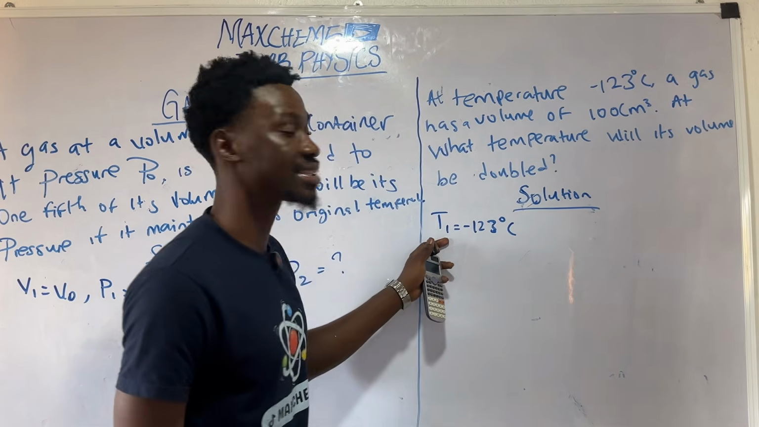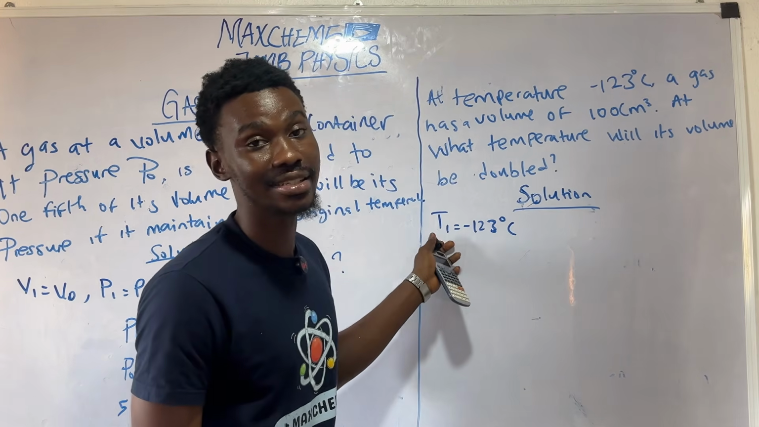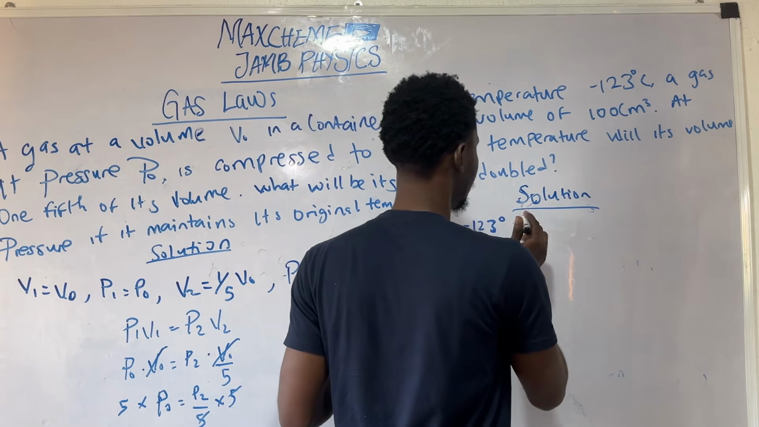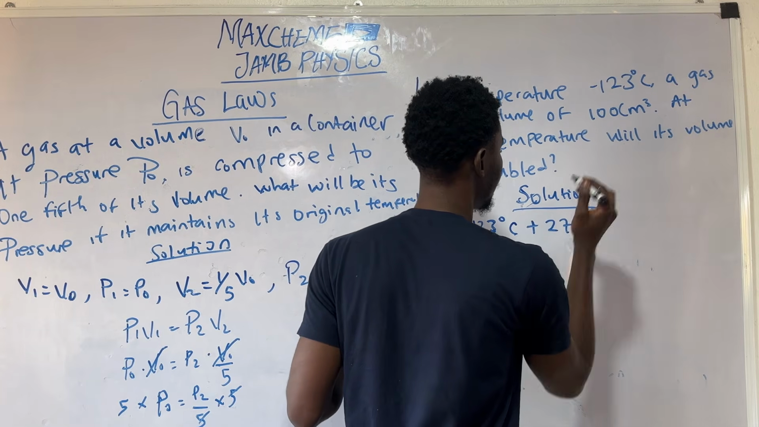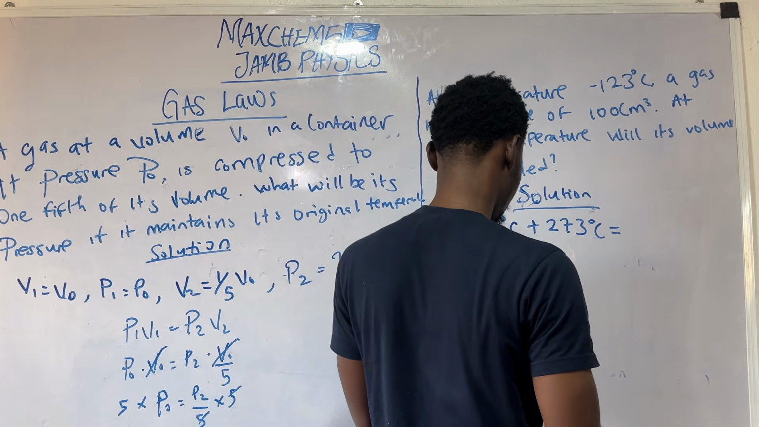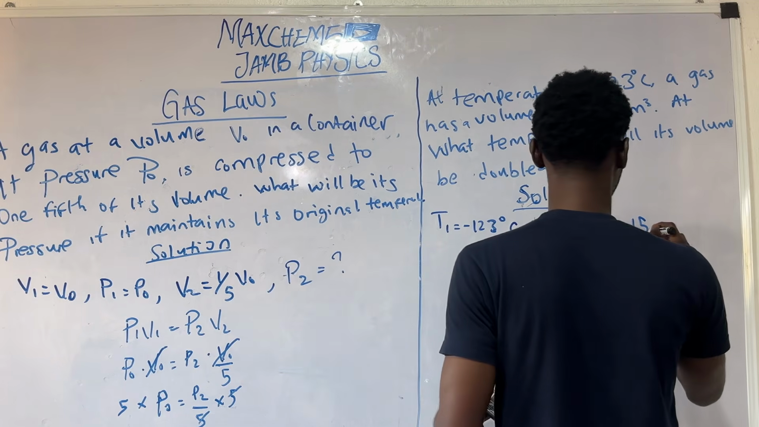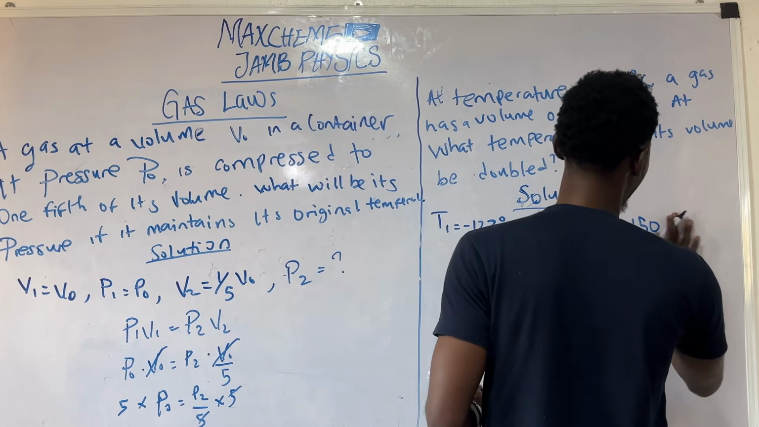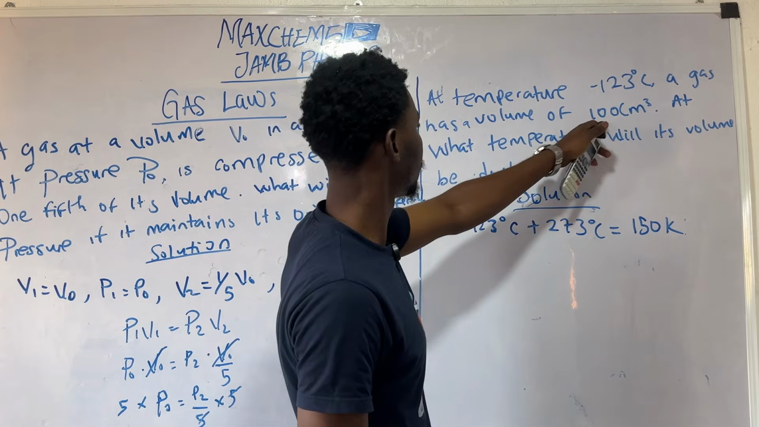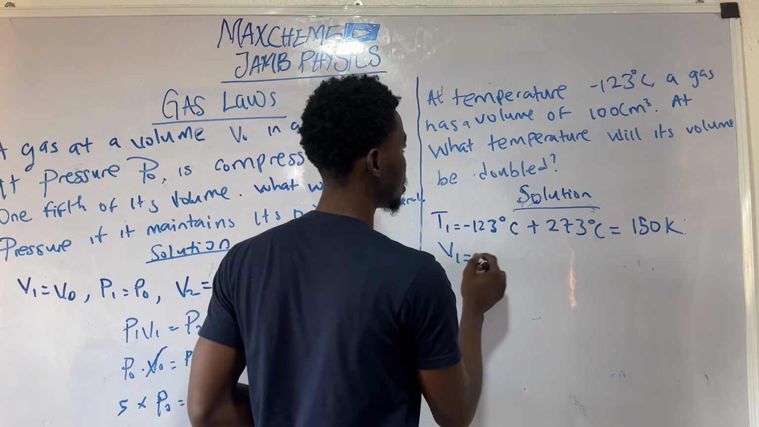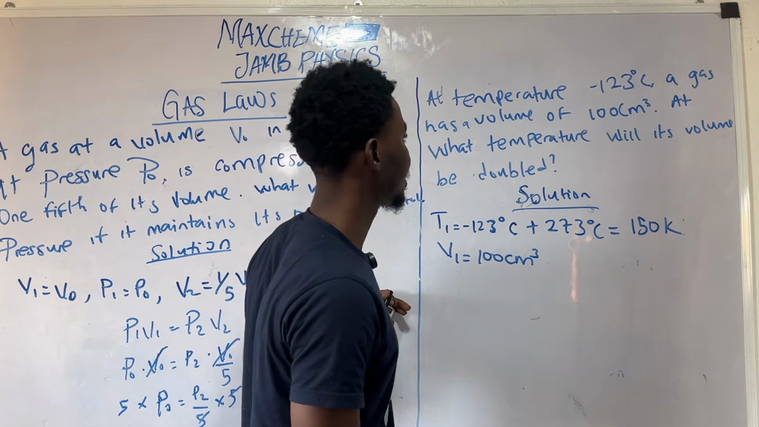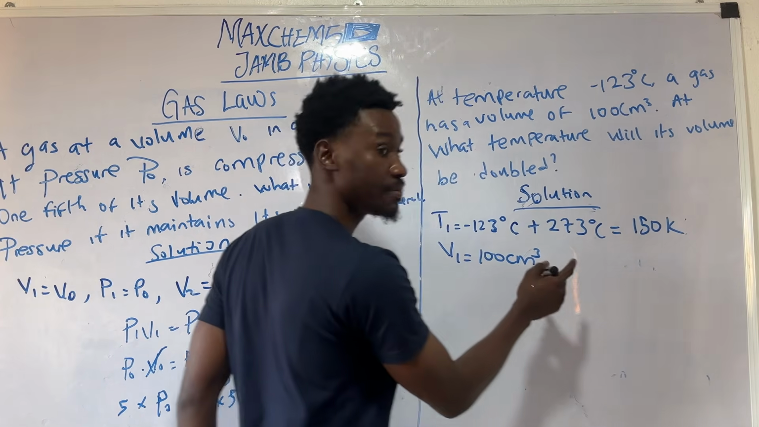Now, to convert this, because the standard unit for temperature is Kelvin, you simply add 273 to this value, so you get 150 Kelvin. So converting it to Kelvin, this is the value you get. So V1 is 100 centimeter cube. So that is the volume of that gas. At what temperature will its volume be doubled?